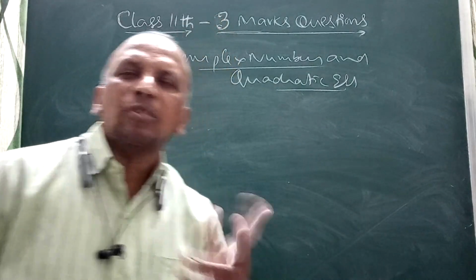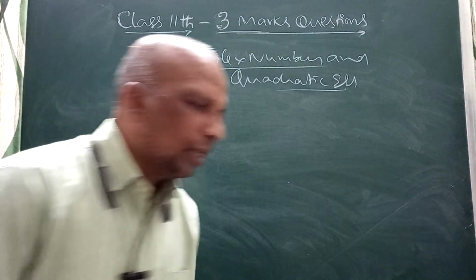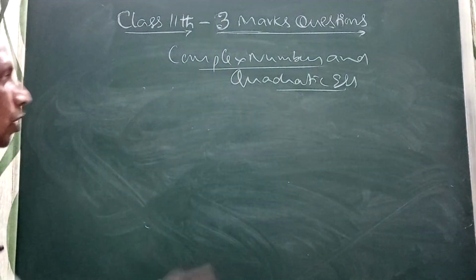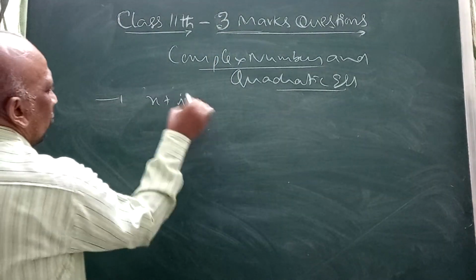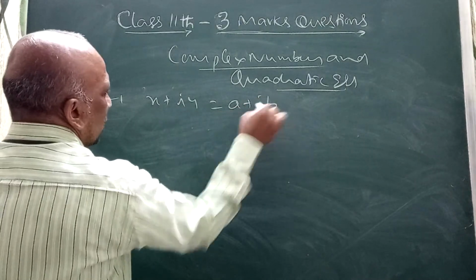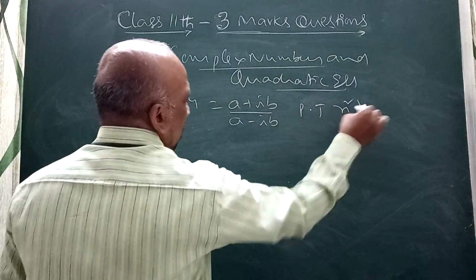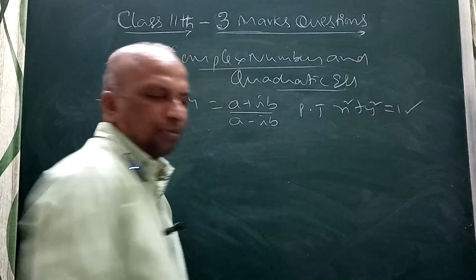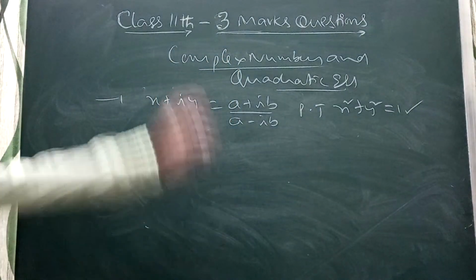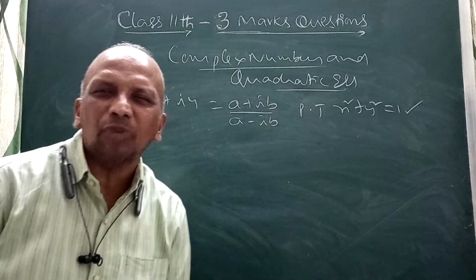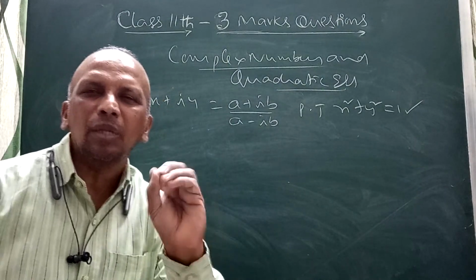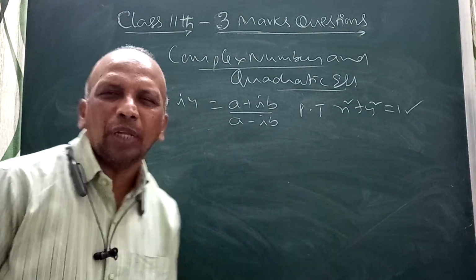The first, always most important, is in complex numbers. They will ask: if x plus iy is equal to a plus ib by a minus ib, prove that x square plus y square is equal to 1. This is the problem. It is a simple, easy problem; you can score 3 out of 3.